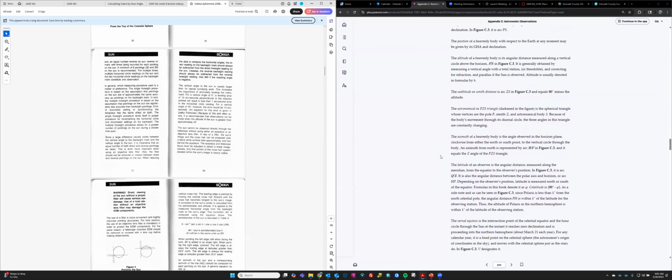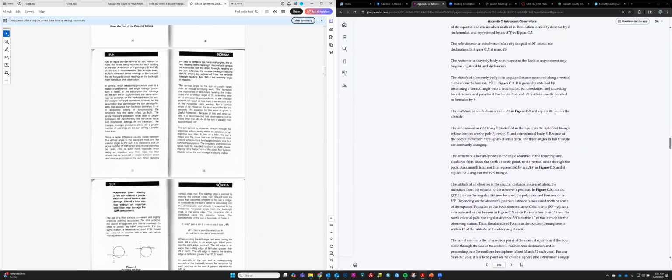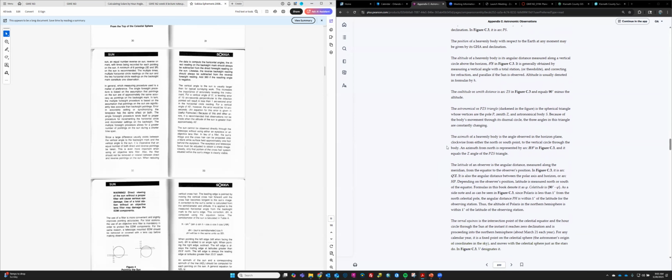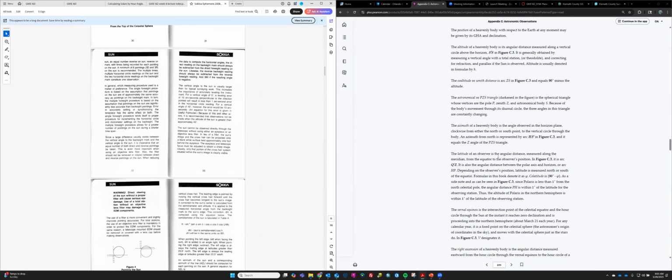Well, okay, so this one, the astronomical or PZS triangle, is a spherical triangle with vertices the pole P, zenith Z, and astronomical body S. Because the body moves through its diurnal circle, the angles in this triangle are constantly changing. Again, the azimuth of a heavenly body is the angle, measured by the observer on the horizon plane clockwise from either north or south, to the vertical circle through the body. From north, the azimuth is represented as arc HS, and it equals the angle of the PZS triangle.